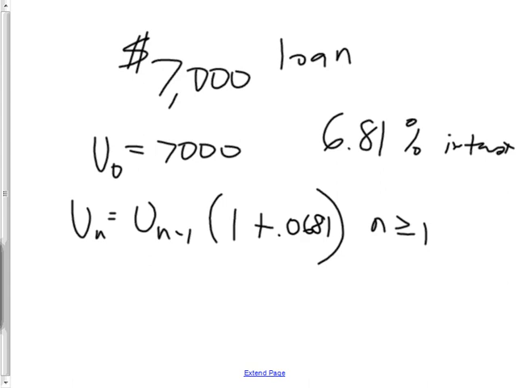Now, a loan you're supposed to pay off, aren't you? So, at this point, if we put this in the calculator, isn't it only going to grow? It's going to grow by 6.81%. So your loan amount's just going to keep growing and growing and growing. You're not paying anything off. I haven't taught you yet how to make payments.